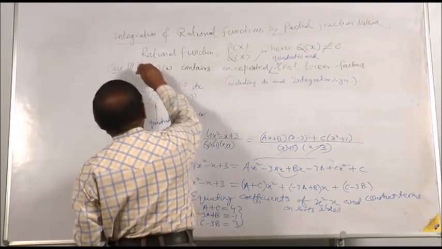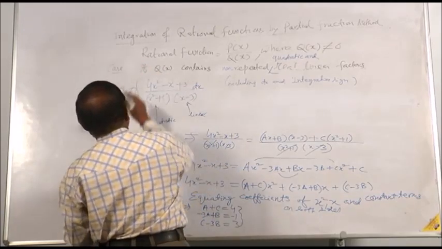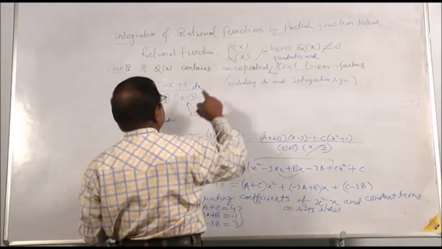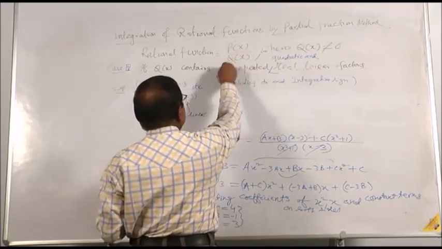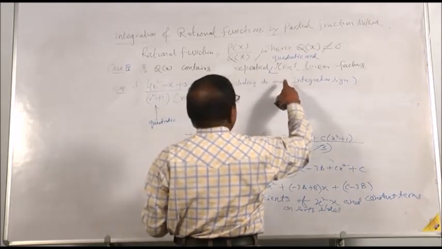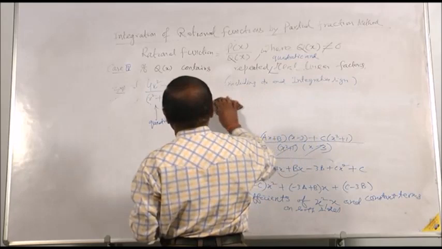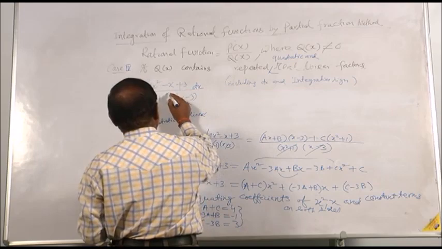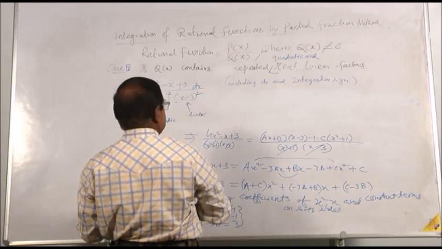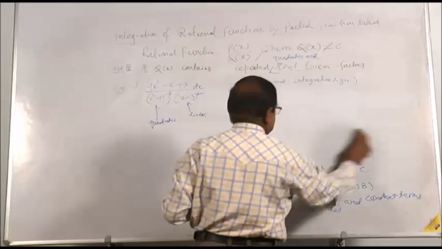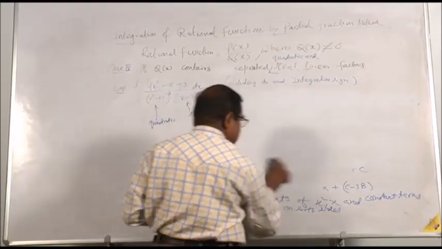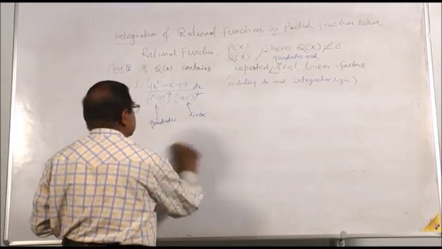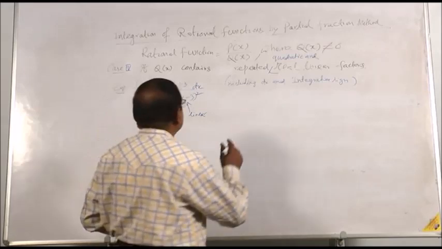Now case 4, let us take case 4. The equation contains repeated quadratic and real linear factors. That means this is repeated and this is repeated. Then how will you proceed? This question is never asked in the examination because of the large number of constants, but we only have to know the process.